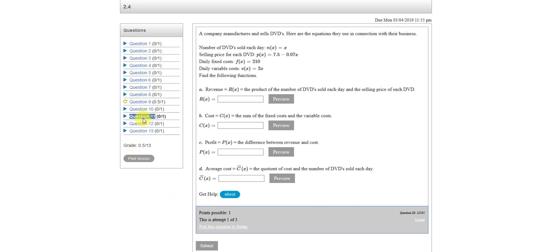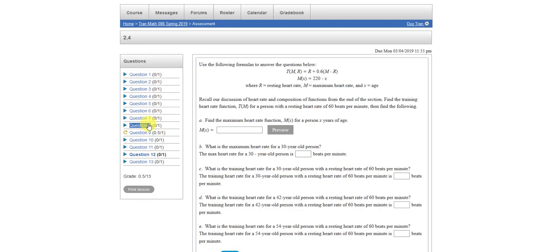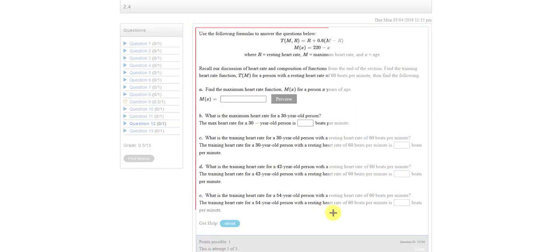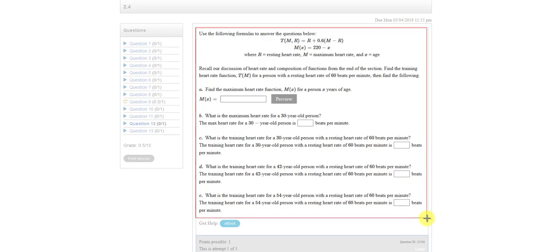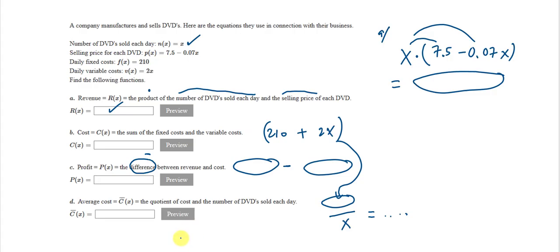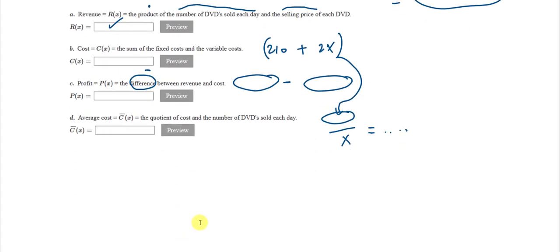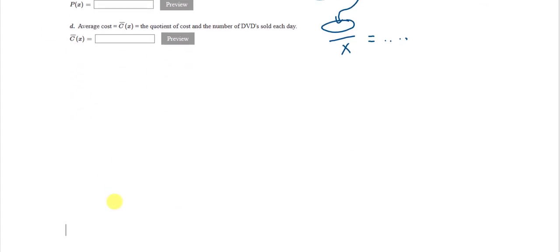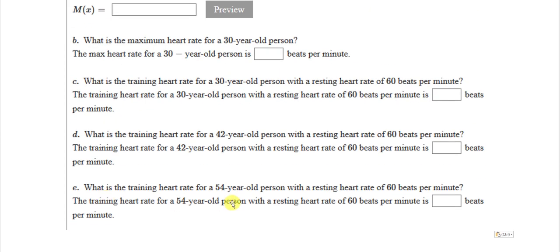The next question that I have here is 12. Okay, this is another good word problem. Let me copy that and we go to the Word document. Okay, we do it here.